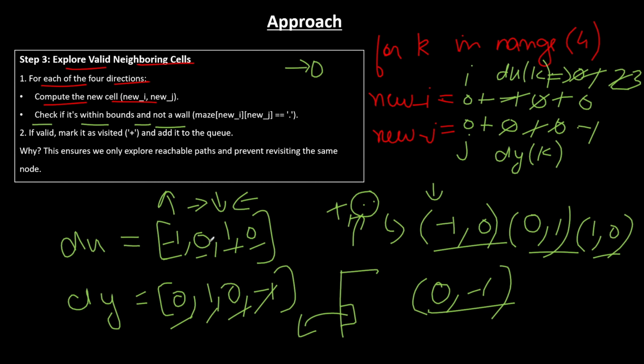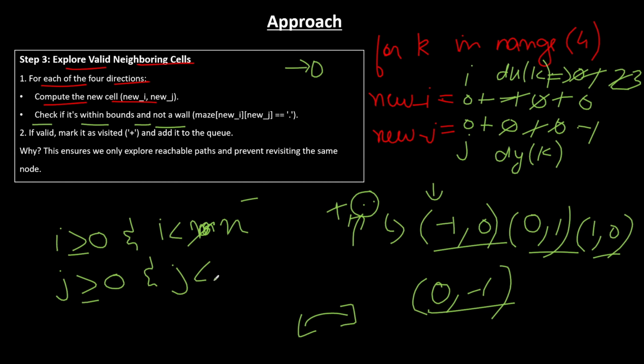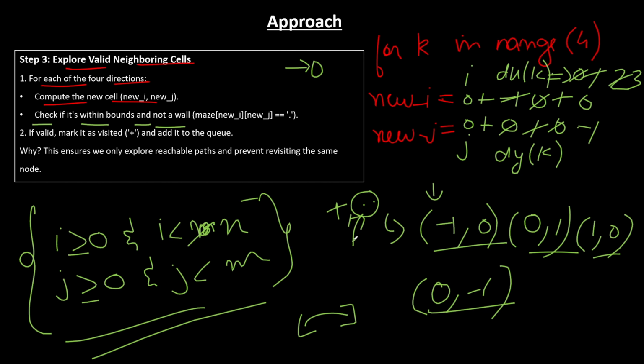Basically, the check will be done using the following condition: if i is greater than or equal to 0 and i is less than n, whatever the value, let it be n here. Similarly, if j is greater than or equal to 0 and j is less than m. If this condition is satisfied, then and only then will we move ahead. This ensures you only explore reachable paths and prevents revisiting the same node.